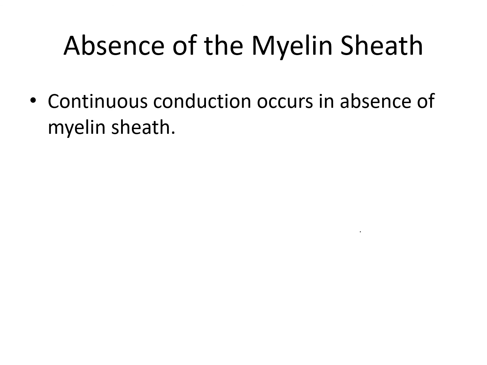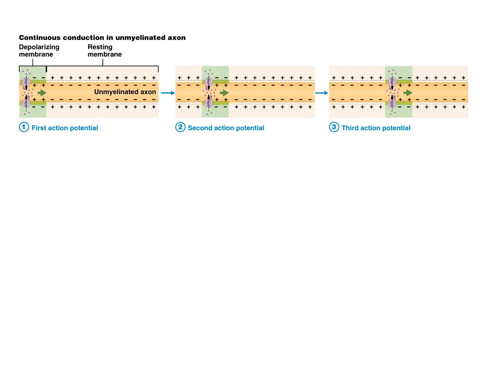Okay, but in the absence of the myelin sheath, of course, you can still have action potentials, but the conduction is continuous and occurs in the absence of the myelin sheath. Okay, so here it's just slower, but it's continuing along the axon.